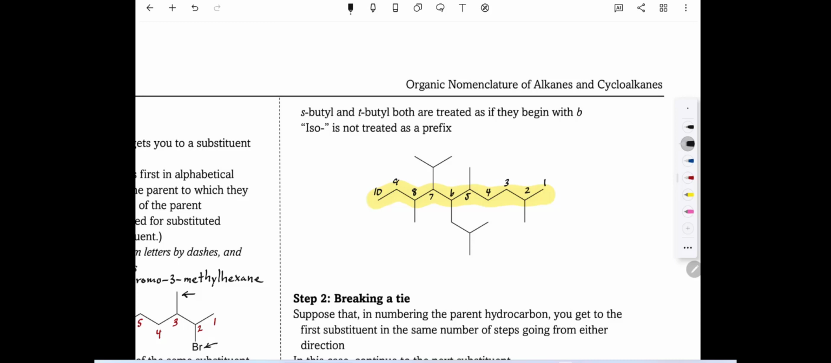So let's identify our different substituents. On carbons 2, 5, and 8, we have methyl. So that begins with an M. On carbon 6, we have an isobutyl. And on carbon number 7, we have an isopropyl. So of those, alphabetically, isobutyl comes first. So we'll list that first in the name. So we have 6-isobutyl. Then on carbon number 7, we have isopropyl.